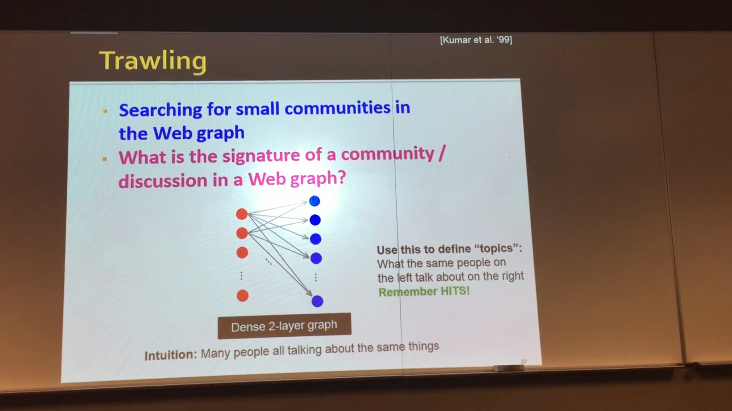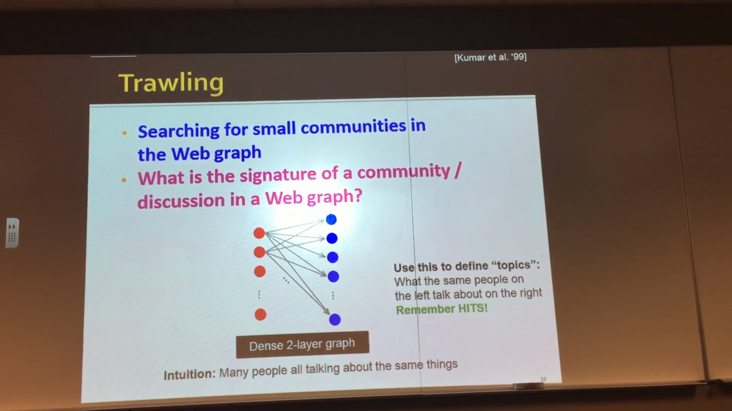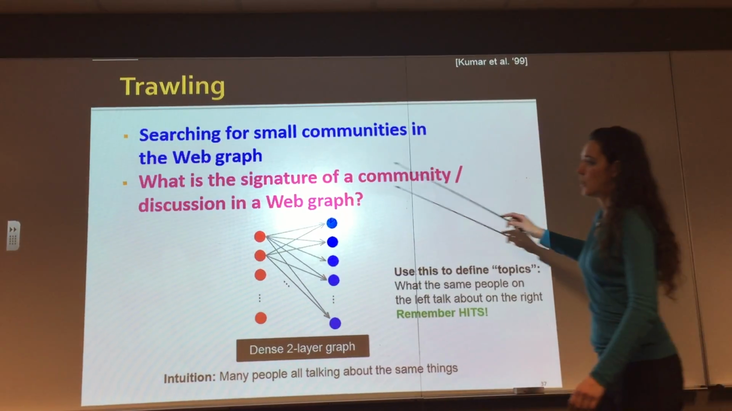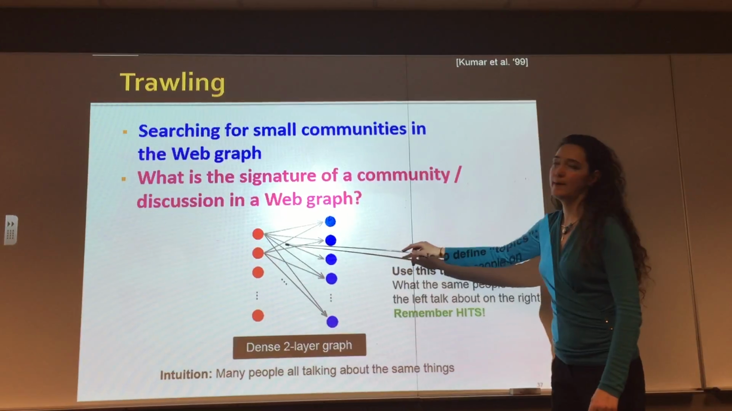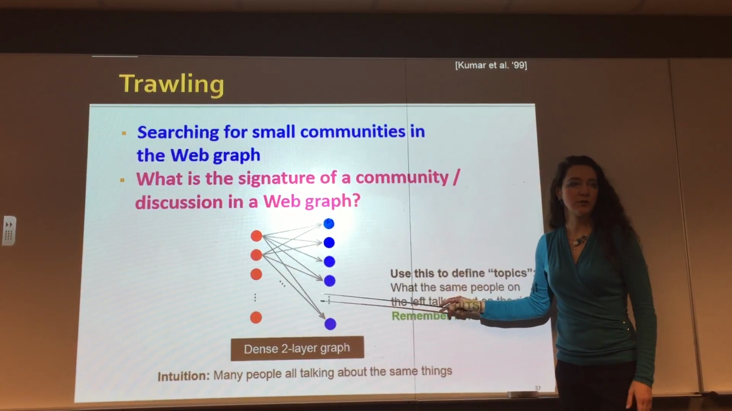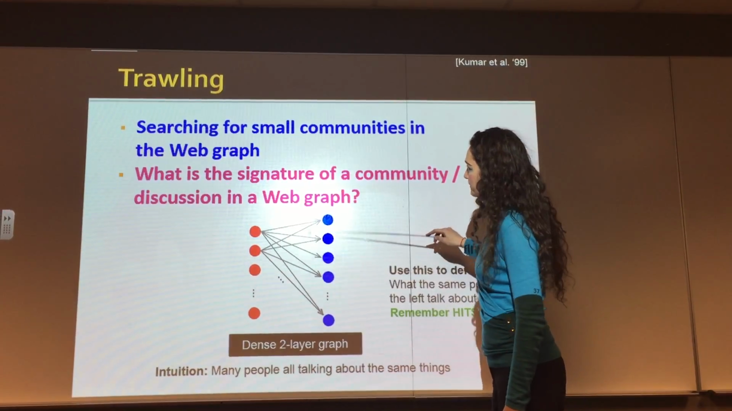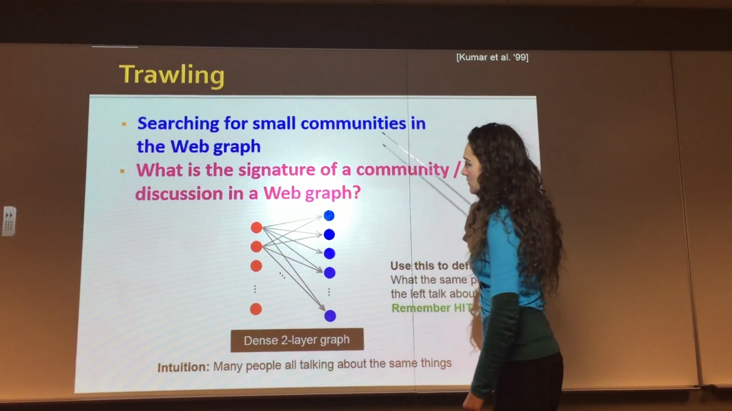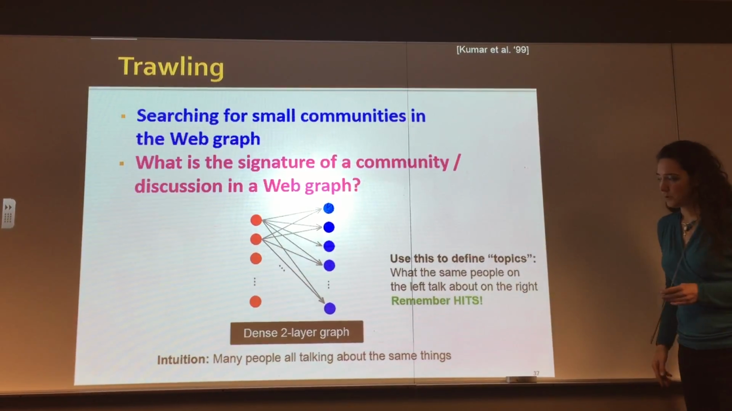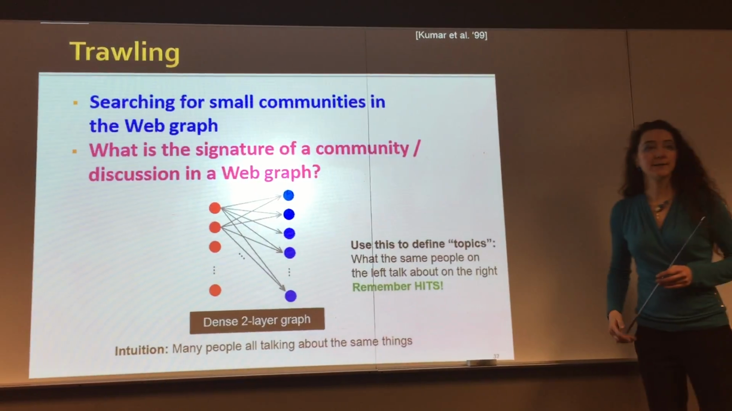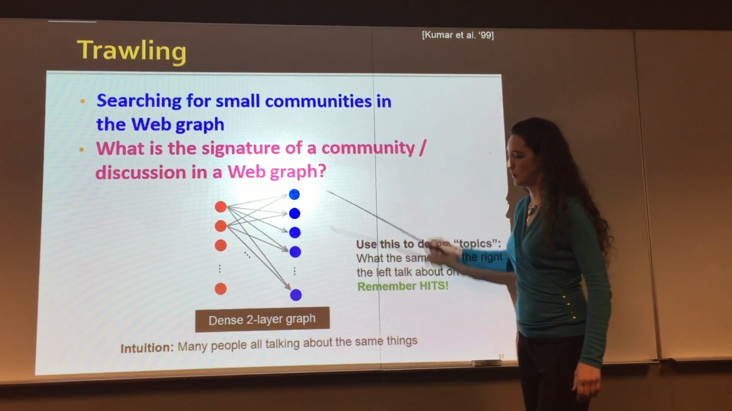So the idea is, given a web graph, the nodes are web pages and the links are hyperlinks that link to other pages. So this is similar to when we did the PageRank algorithm. We want to find small communities in this graph.